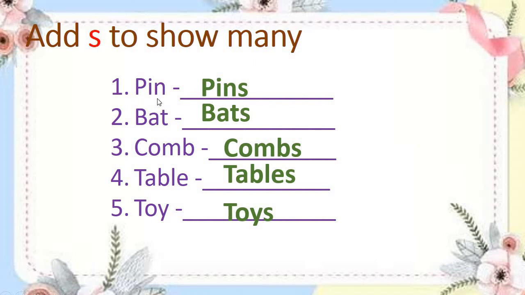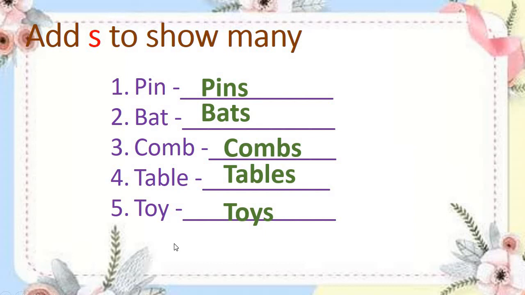Okay, again. Pin, P-I-N-S, pins. Bat, B-A-T-S, bats. Comb, C-O-M-B, comb. C-O-M-B-S, combs. T-A-B-L-E, table. T-A-B-L-E-S, tables. T-O-Y, toy. T-O-Y-S, toys. Understood? You all have understood this. You have to add S. Okay, children? To show many.